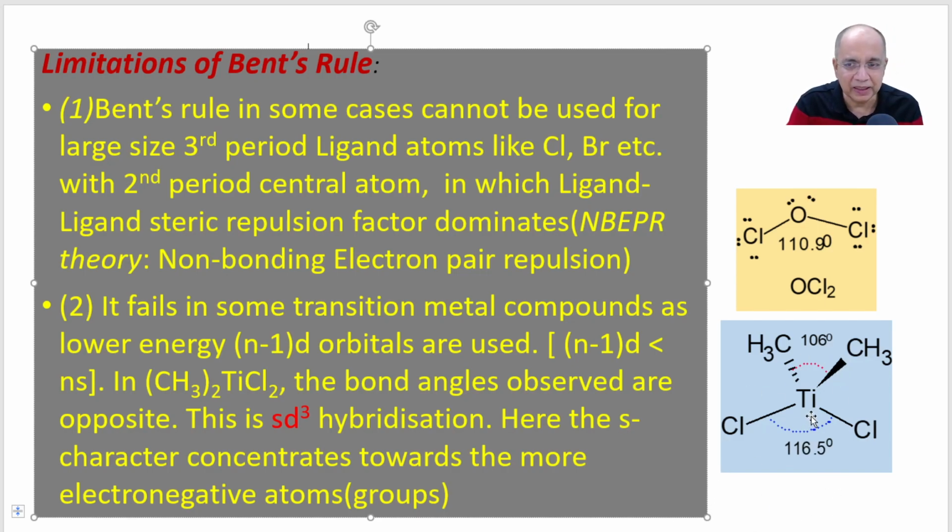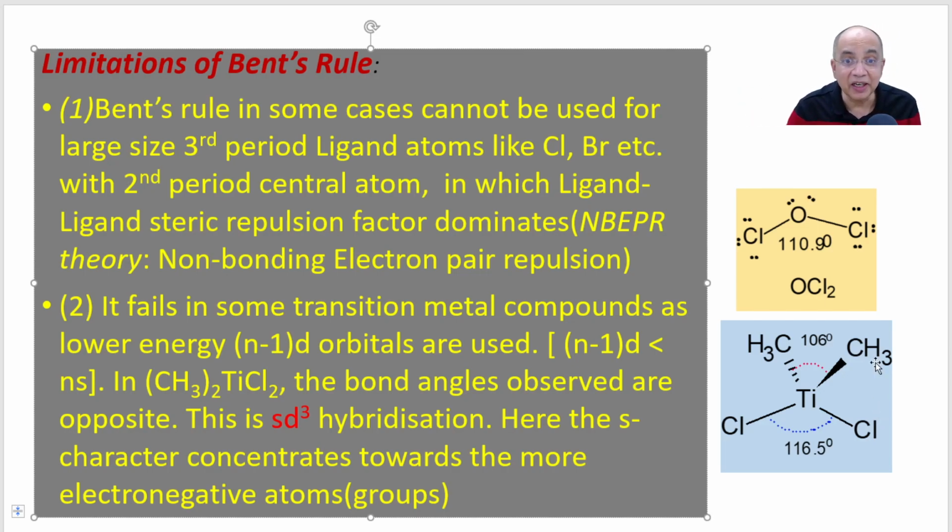For example, titanium, group 4: dimethyl titanium dichloride. Here it is the opposite: the methyl bond angle is less than tetrahedral, and the chlorine bond angle is more than tetrahedral. Exactly the opposite of what we found in other main group elements. Why? Because it is the d orbital which takes part, which has a lower energy than the Ns.